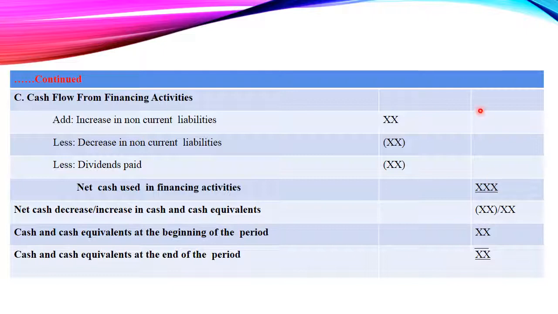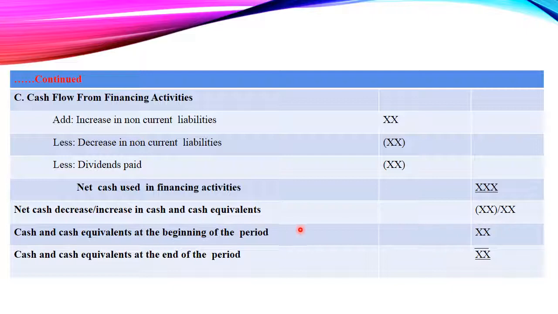Now, when you get the total here, you're supposed to get the net cash used in financing activities. Then when you total it up with the amounts that we got from the other two sections of the cash flow from operational activities and cash flow from investing activities, you are supposed to get the net cash decrease or increase in cash and cash equivalents. So if the figure here is negative, then it means we have a net cash decrease. If the figure here is positive, then we have a net cash increase.